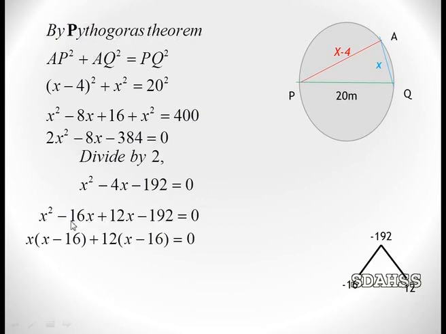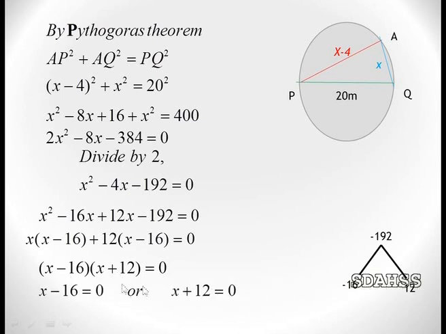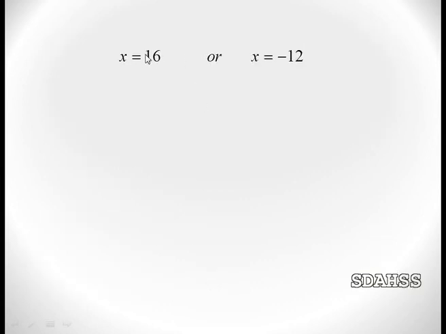In the first two terms, x is the common factor, so take it outside. So this becomes x into x minus 16 plus, in the last two terms, 12 is the common factor, so take it outside. So this becomes 12 into x minus 16 equal to 0. Now x minus 16 is the common factor, so take it outside. x minus 16 into x plus 12 is equal to 0. Now the first factor is equal to 0 or the second factor is equal to 0. So x minus 16 equal to 0 or x plus 12 equal to 0. So x is equal to 16 or x is equal to minus 12.